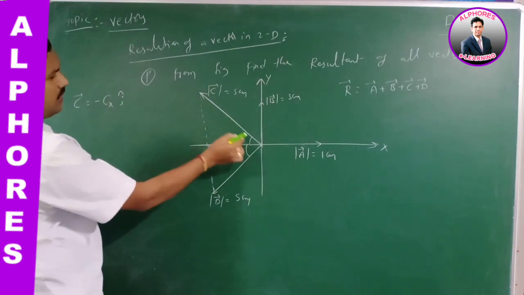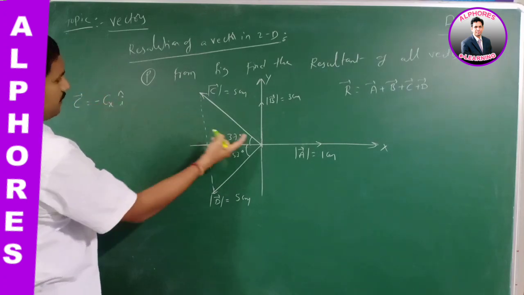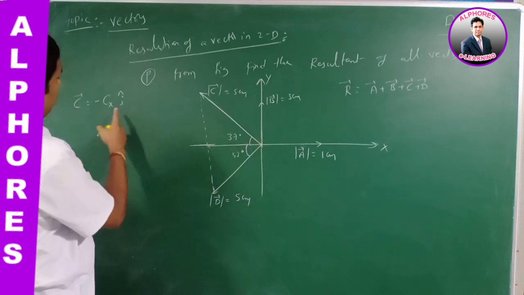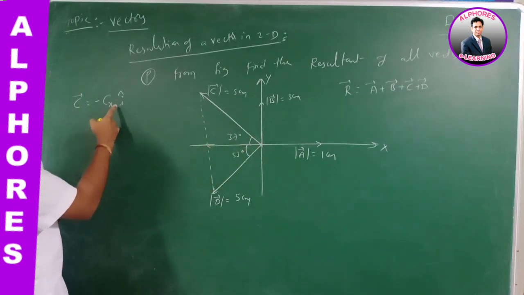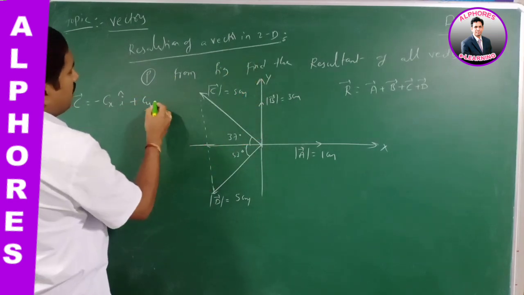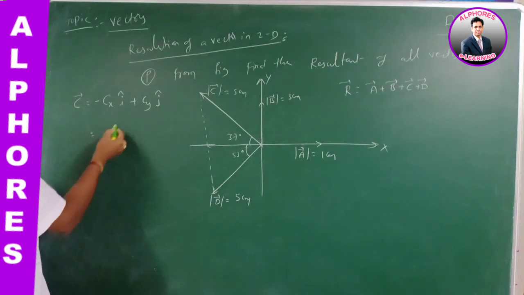If a vector is taken in the second quadrant, the resolution of the vector is done this way. That means minus cx, the negative horizontal component of c along the negative x direction. That's why here I am taking minus cx into i cap. Next, what about this one? Again, this vertical component is along the positive y axis, which means cy into j cap. Is it right?